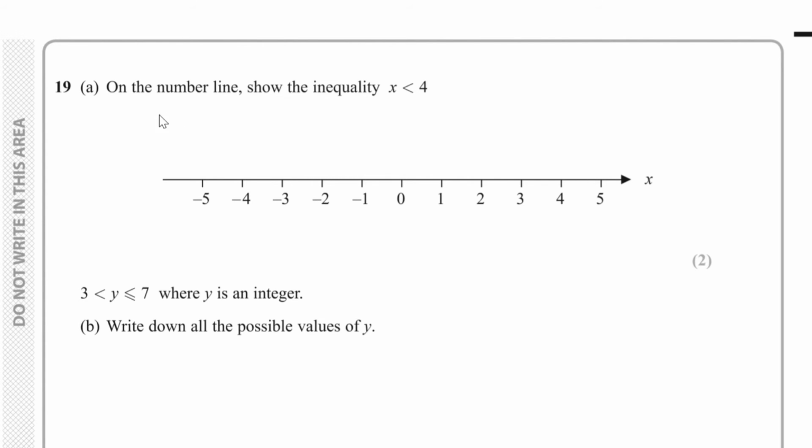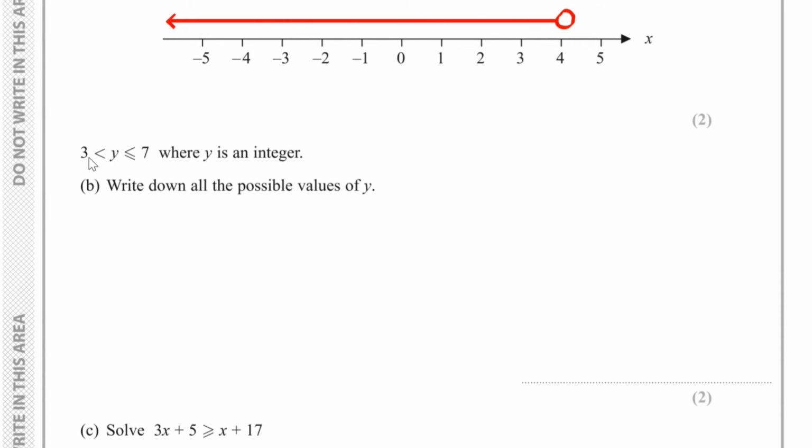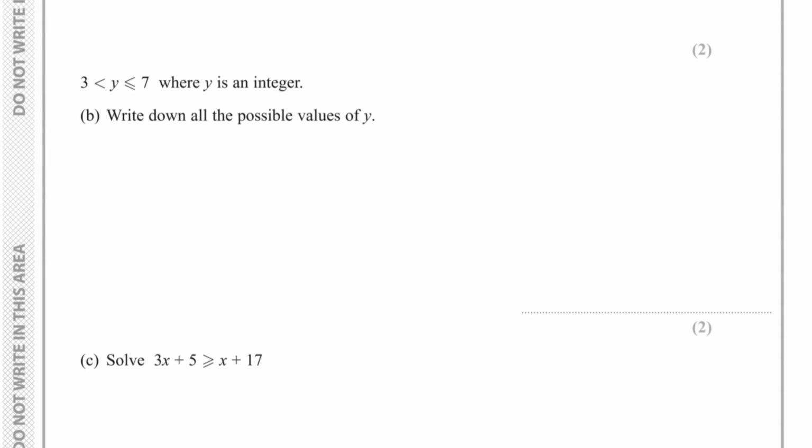Question number 19. For part A, on the number line, we have to show the inequality x is less than 4. Well, here is the solution represented on the number line. We have values of x being less than 4, so we have an empty circle at 4, and the arrow points to the left. Then for part B, 3 is less than y, which is less than or equal to 7, and y is an integer, we have to write down all the possible values of y. Well, we could have 4, 5, 6, and 7. We can include the 7, we can't include the 3.